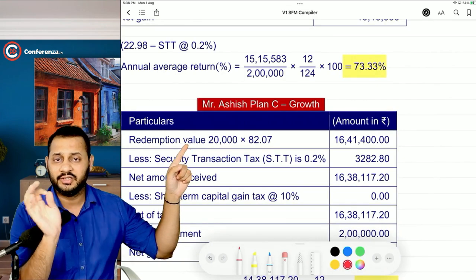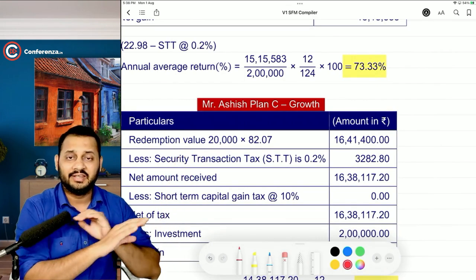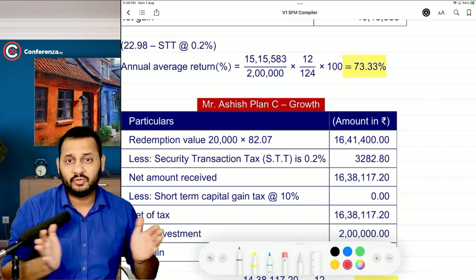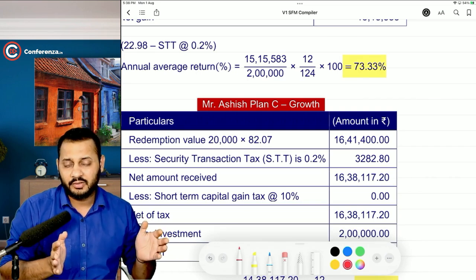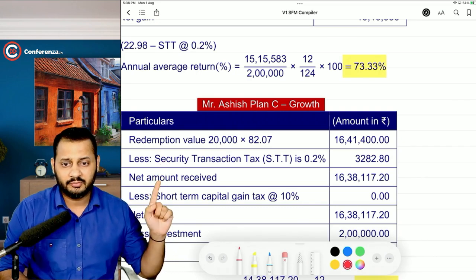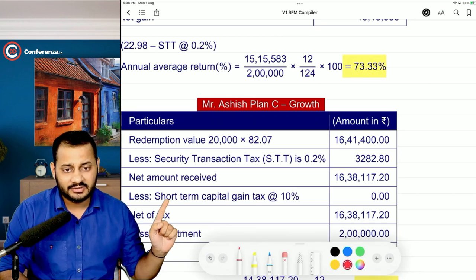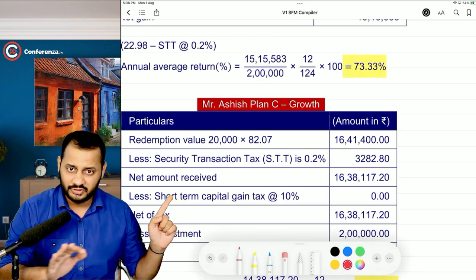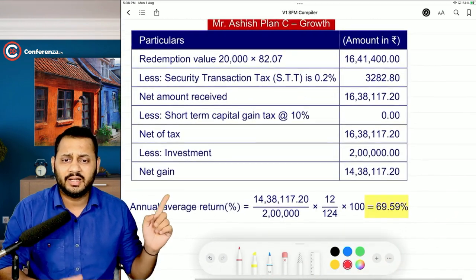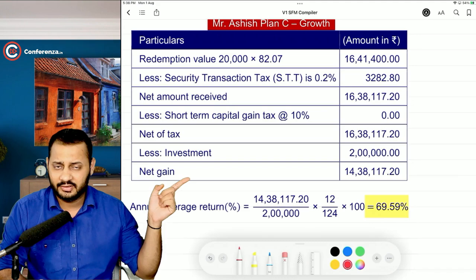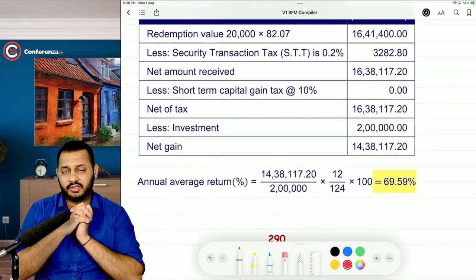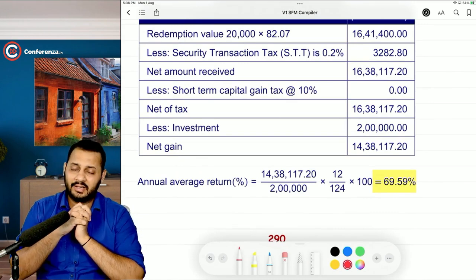Redemption value 20,000 into 82.07 was the NAV. The entire 20,000 units will come under the long term capital gain because there has been around a 124 months gap in buying and selling. Okay, so the securities transaction tax 0.2%, net amount received, there is no short term capital gain tax, 0, long term capital gain 0, net of tax amount, investment and gain. This is very easy. The growth plan is very easy. The entire gain is 14,38,000 and this will be treated as 69.59% if you convert it into per annum return.